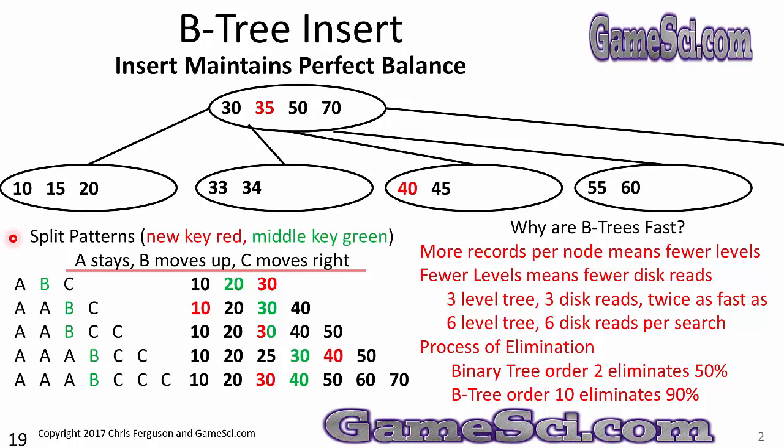To fully understand a B tree split, you're going to have to understand split patterns. In the example below, the new key that was just added to the node is in red, and the middle key, the one we plan to promote, will be in green. As we all know, A stays, B moves up, and C moves right during a split. Splitting 3 items is fairly easy. The largest item is C, the 30 here. It has to move to the right. The middle item B gets promoted up, that's the 20. And of course 10, the smallest item A, stays exactly where it is.